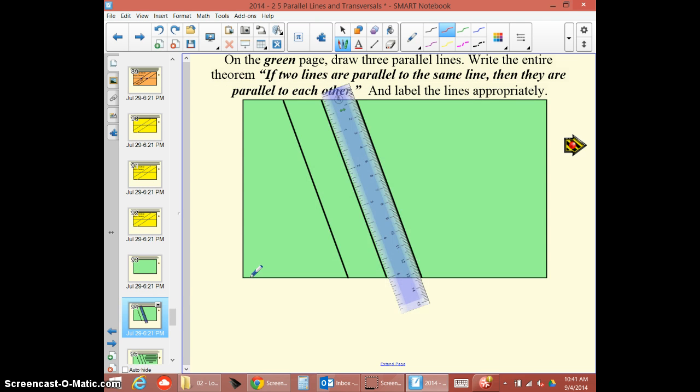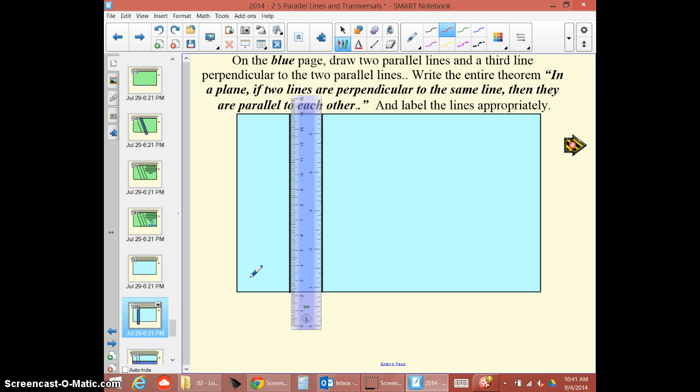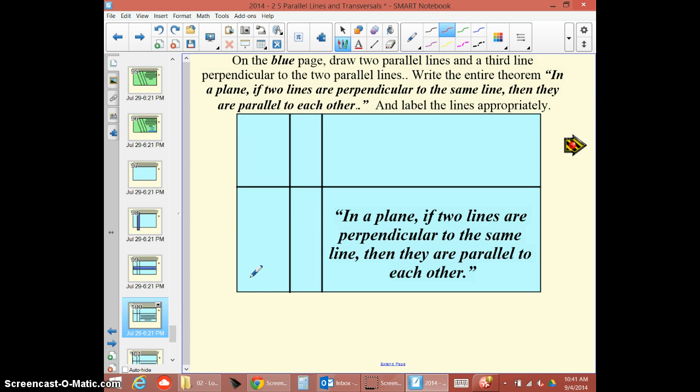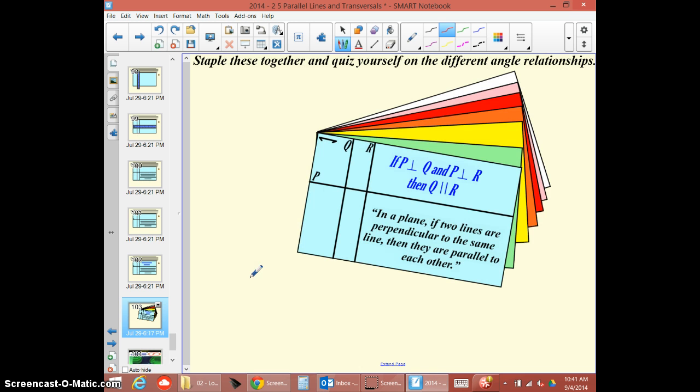On the last page, it looks like we're going to do two lines are parallel, and then the third one's parallel to it, then I can say that all three lines are parallel to each other. So if A is parallel to B, and if B is parallel to C, then A is parallel to C. That kind of looks like the transitive property to me. Call me crazy. On the blue page, we're going to do this and this. If they're both perpendicular, then they're parallel. That's your little quiz study guide right there, okay?